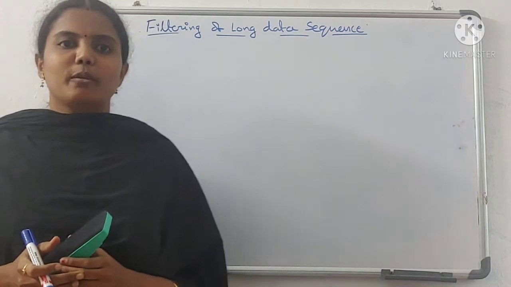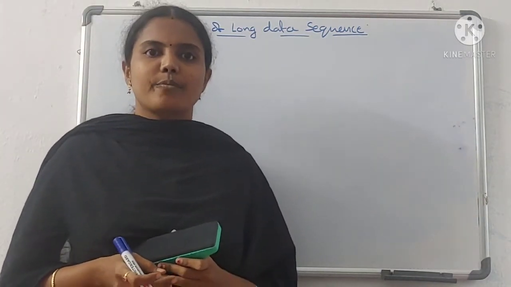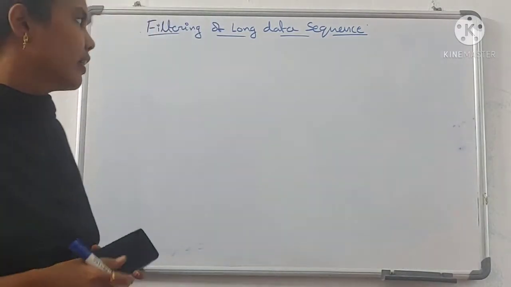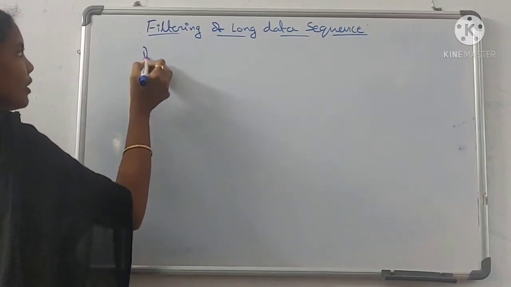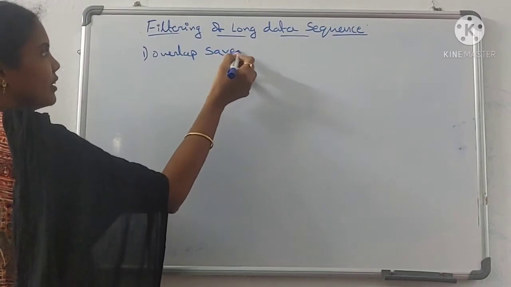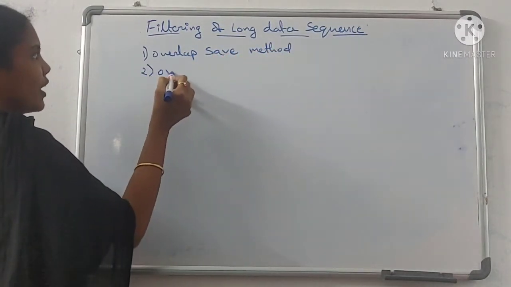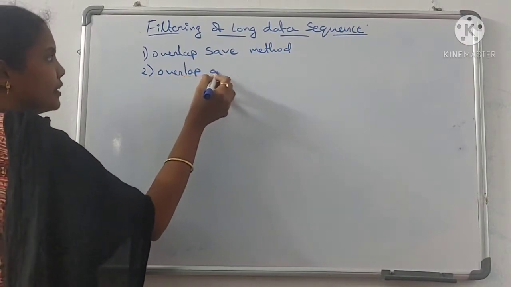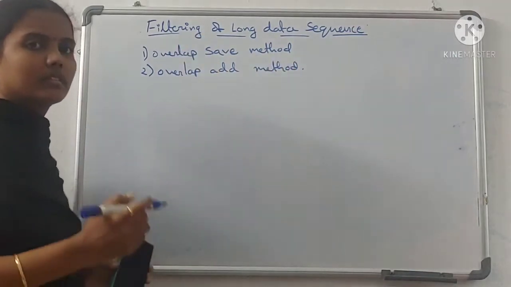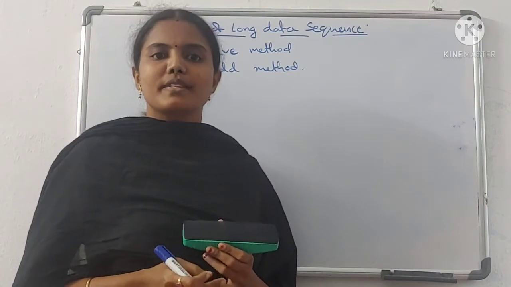Now I am going to explain about filtering long data sequences. There are two different methods that are commonly used for filtering. One is the overlap save method, and the second one is the overlap add method. Okay, first we have to see the overlap save method.